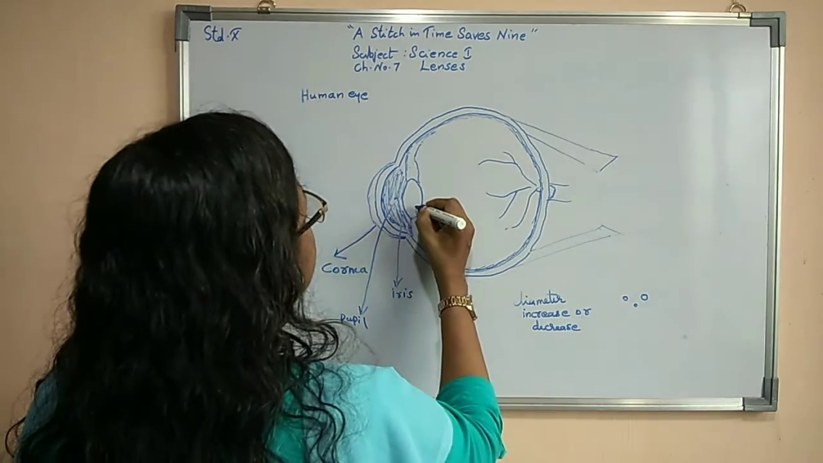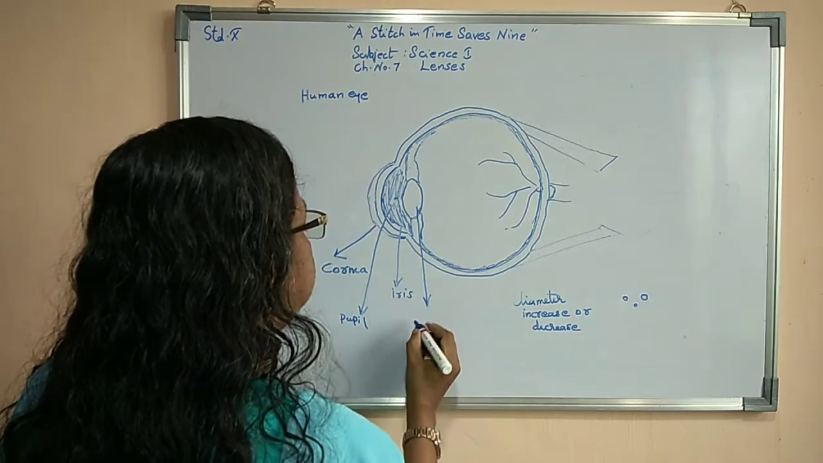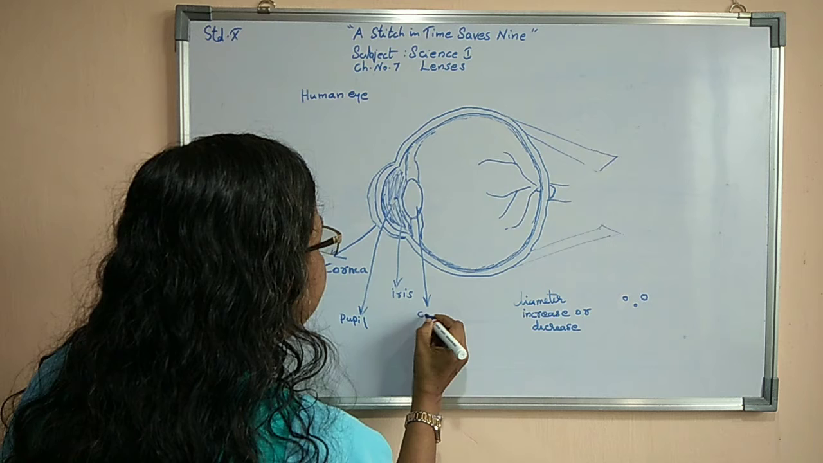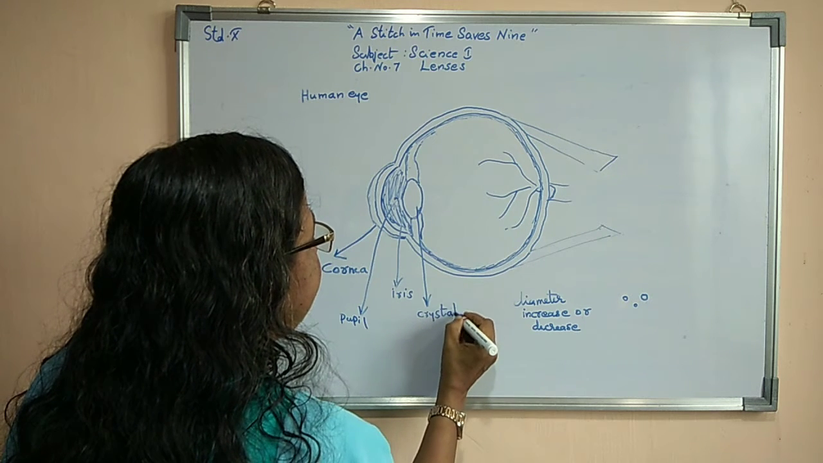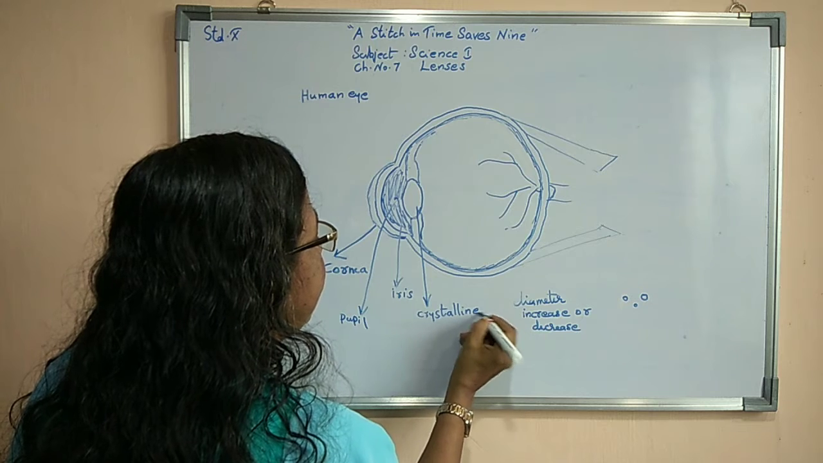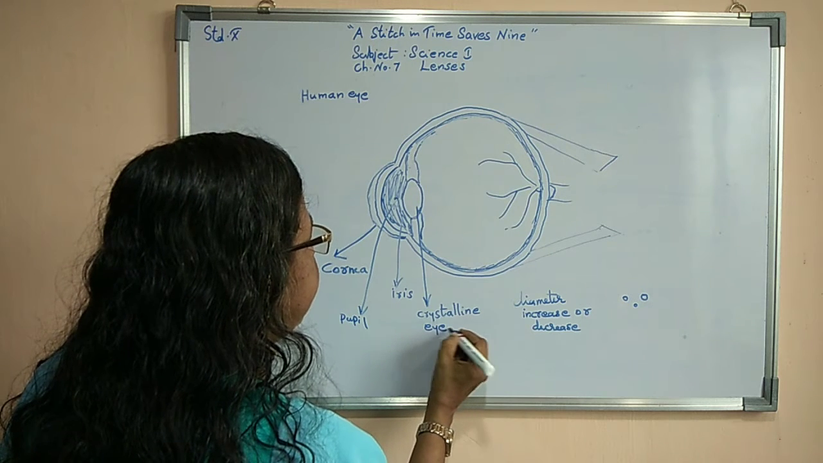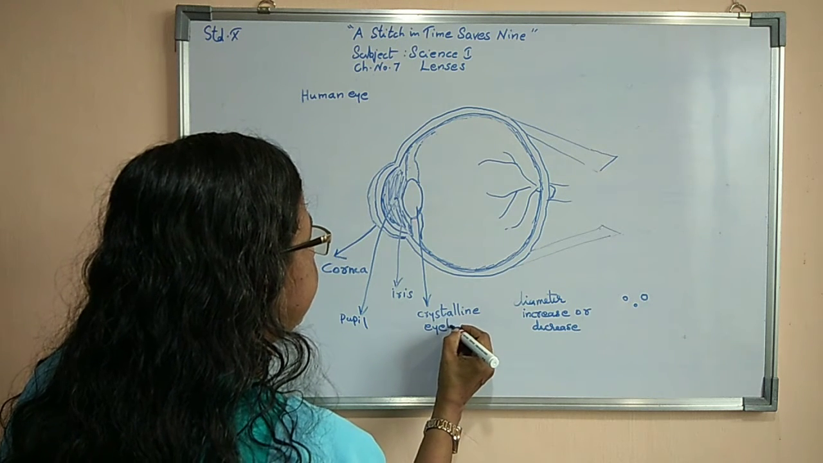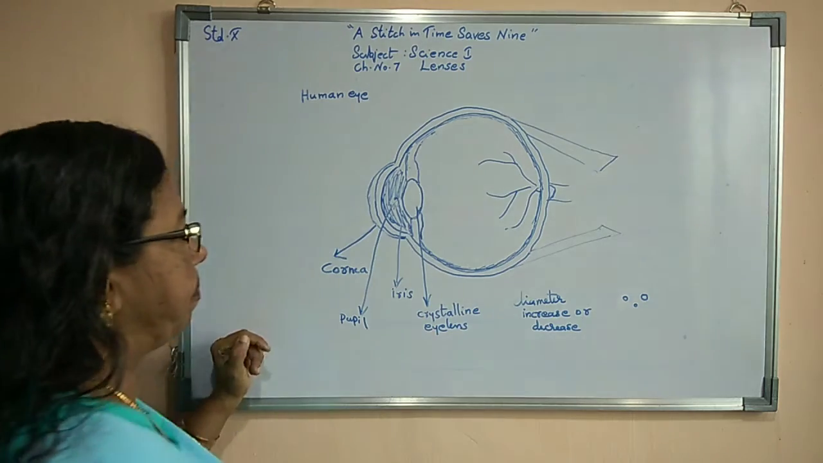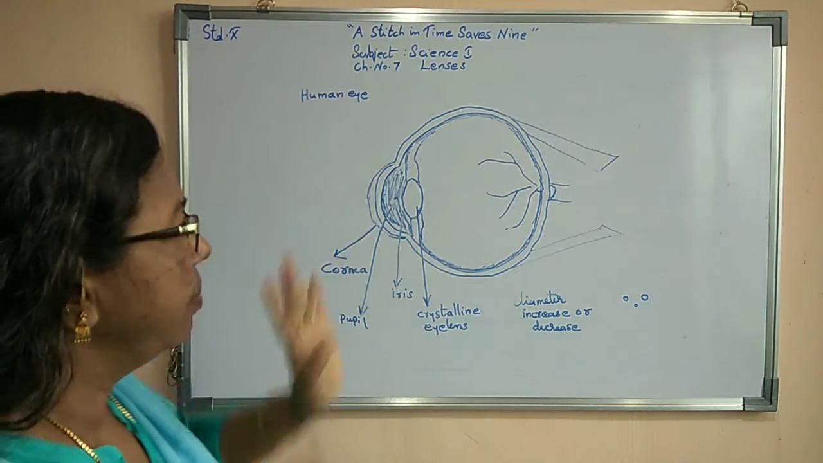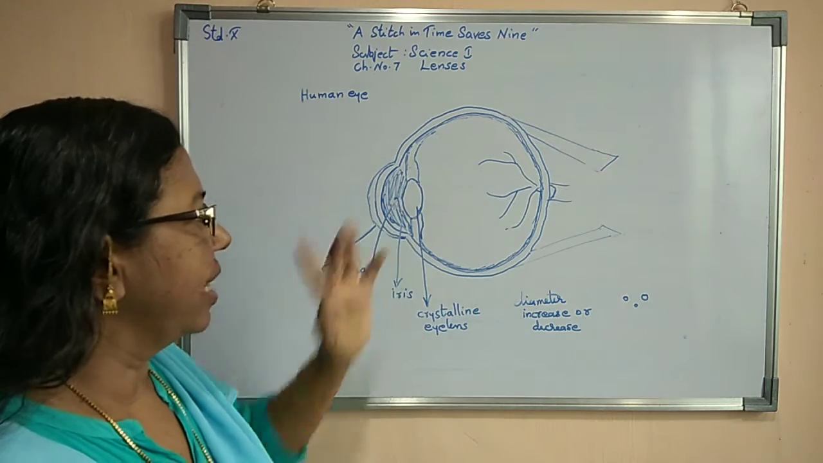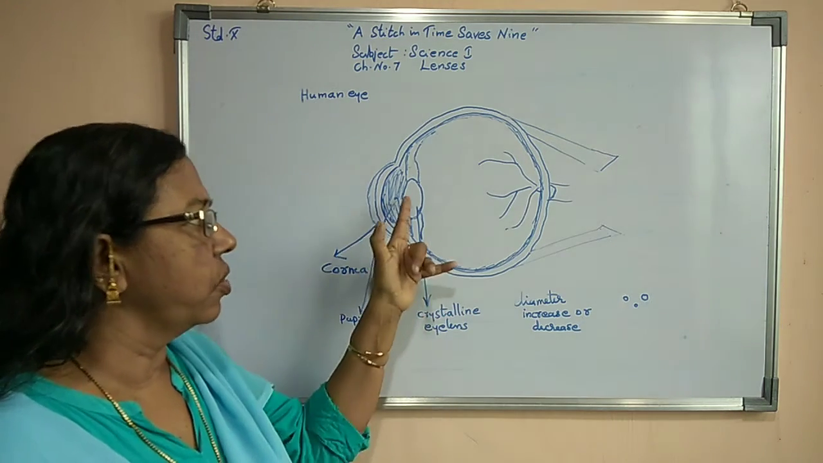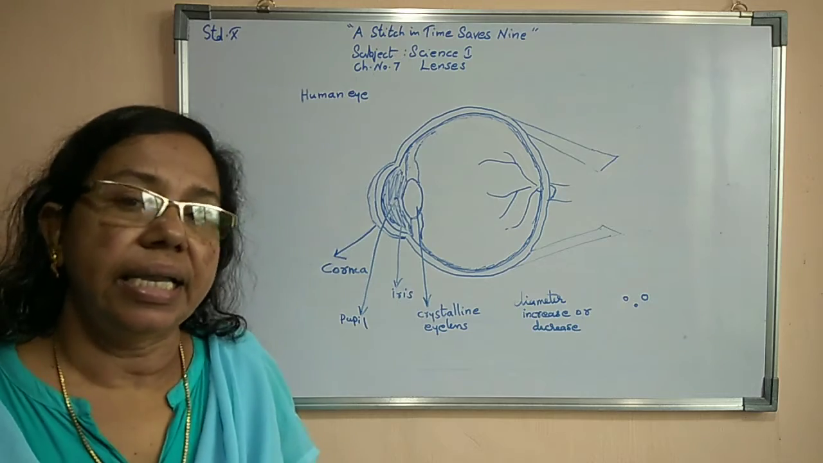This is the eye lens. The speciality of the eye lens is that it is crystalline. Crystalline, crystal-like, crystalline eye lens. It is a muscle and it is transparent. So it gets the name crystalline eye lens.